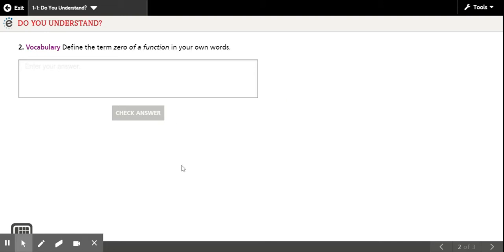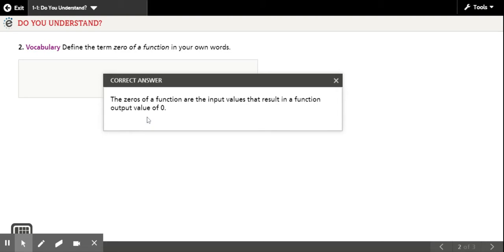Okay, I would pause it now, see what you think, and then check back. All right, define the term 0 of a function in your own words. The zeros of a function are the input values that result in a function output value of 0. You could also have said, and been 100% correct, if you said they are the x-intercepts. An even more basic way to say it would be it's where the function crosses the x-axis on the graph. All of that would have been fine.